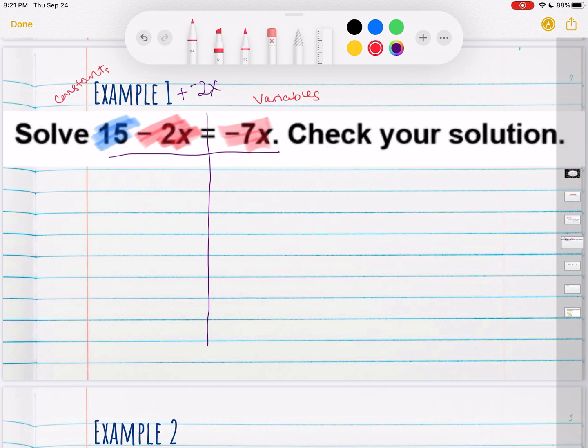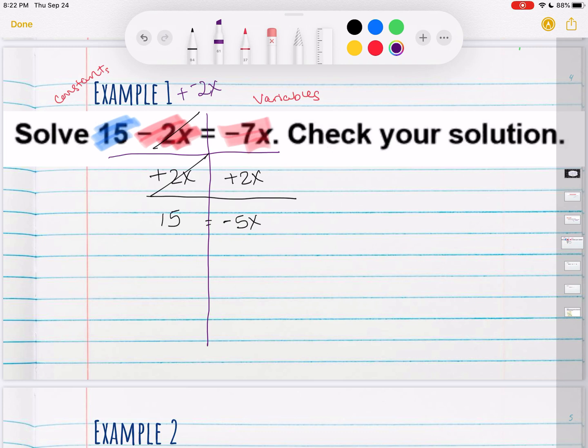So that variable, minus 2x, how am I going to get rid of it? This is now just like when we were doing our one-step and two-step equations. I get rid of that minus 2x by adding 2x, right? That's my inverse operation. So I'm going to add 2x to the left and add 2x to the right. On the left, 15 minus 2x plus 2x, the 2x's cancel out. I'm just left with 15. And on the right side, minus 7x plus 2x is minus 5x.